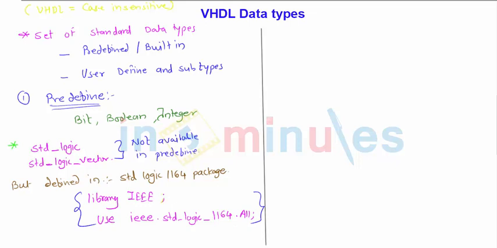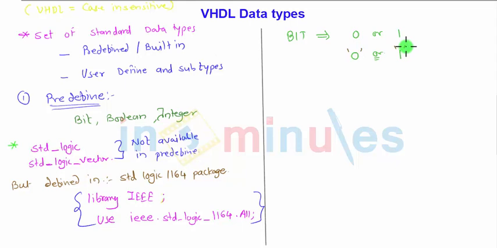Now let us see how these data types are represented. First one, bit type. In bit type you can have the values 0 or 1, and to use these values we have to always keep them in single quotes. So you can use 0 or 1, but make sure that you are writing these bits in single quotes.